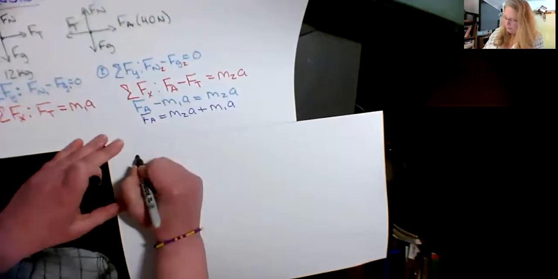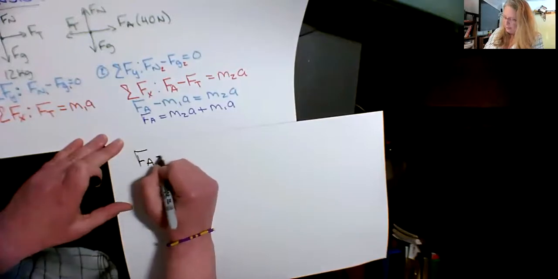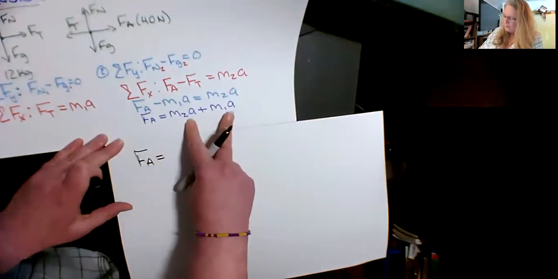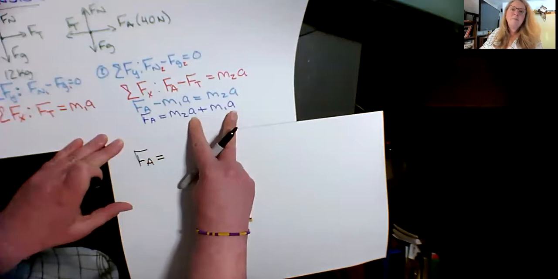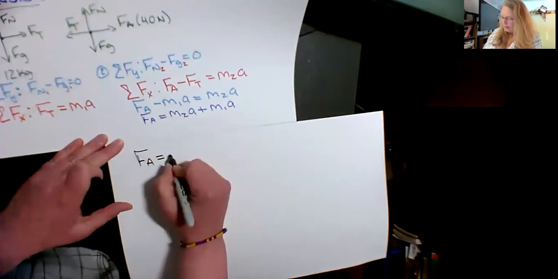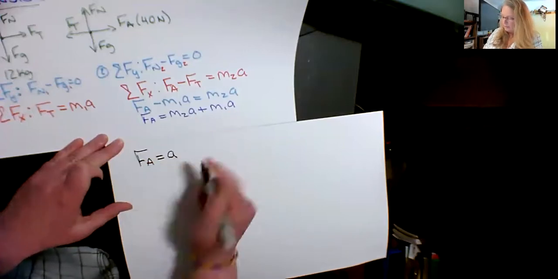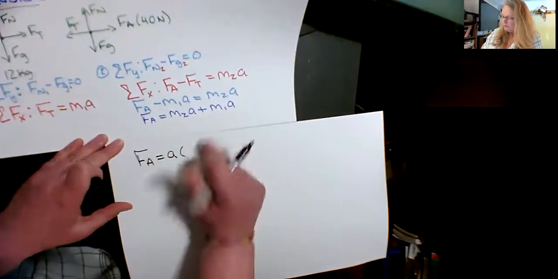So then I'm going to rewrite this: I have the force applied equals. Now what I'm going to do is, these two accelerations are the same, so I can factor that acceleration out. So I have acceleration times mass 2 plus mass 1.